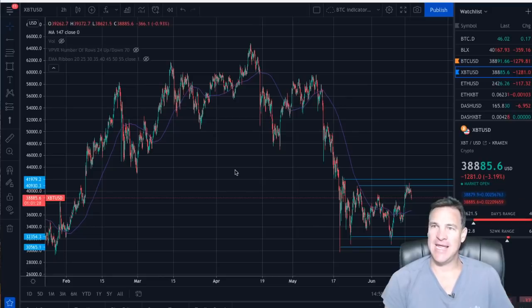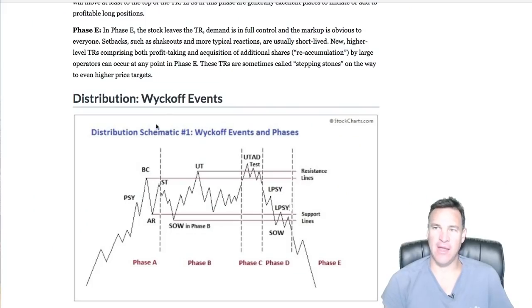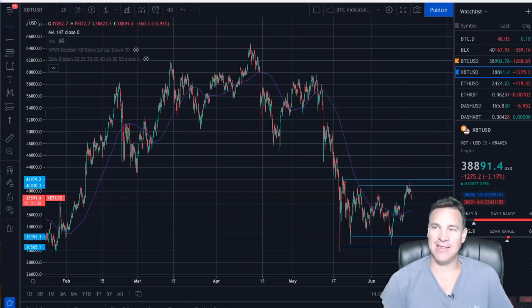We're going to be doing some TA. We are going to look at the Wyckoff method, the Wyckoff events, and how that's playing out in the charts right now. We're going to look at the Fear and Greed Index, some interesting clips for the Bitcoin world, and what famous Paul Tudor Jones has said about Bitcoin recently. So all good stuff. Let's get into it.